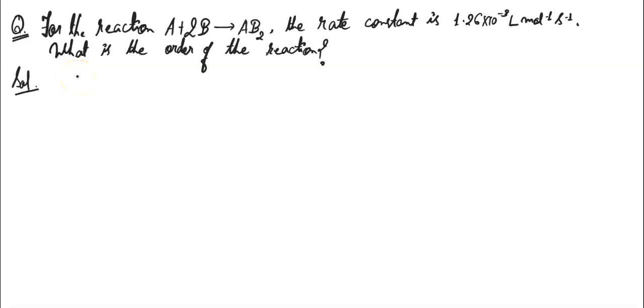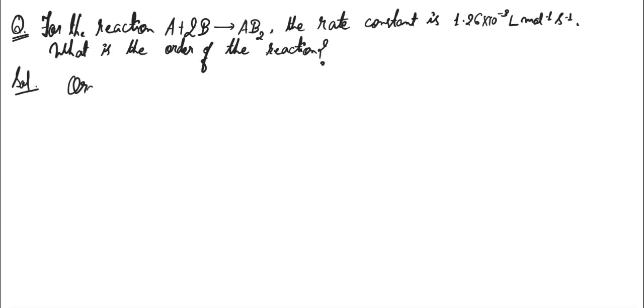For the reaction A plus 2B gives AB2, the rate constant is 1.26 into 10 raised to the power minus 3 liter mole inverse second inverse. What is the order of the reaction? Now, to do this question, firstly we should have the idea about the order of reaction.